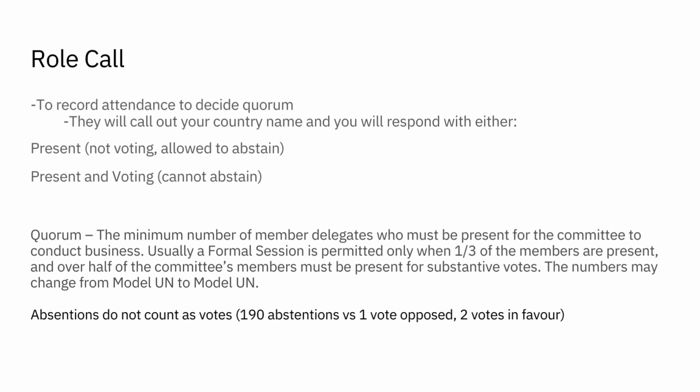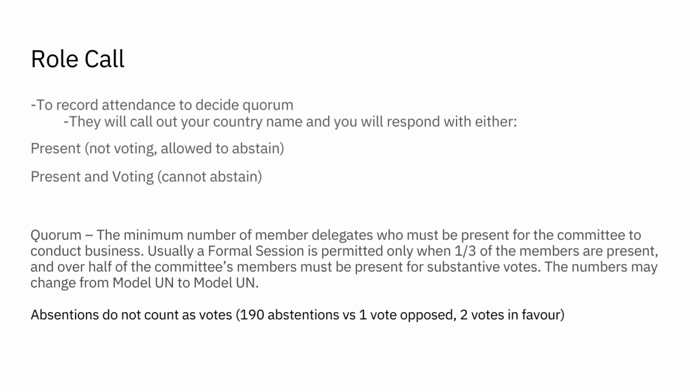When you are present, you are not necessarily voting, or you could be voting at times, and you are allowed to abstain. But present and voting means you have to vote, and you're not allowed to abstain. Usually bigger countries like the United States and superpowers like Russia will have to do present and voting, whereas smaller countries may not choose to be voting, and they might not be as certain about their substance on certain subtopics, so they would abstain.